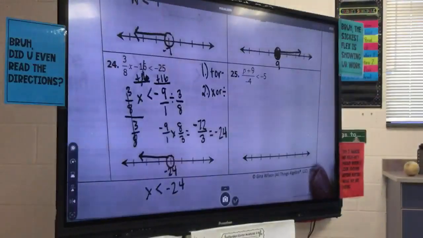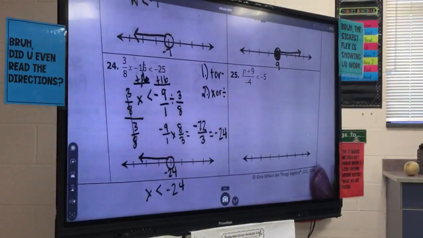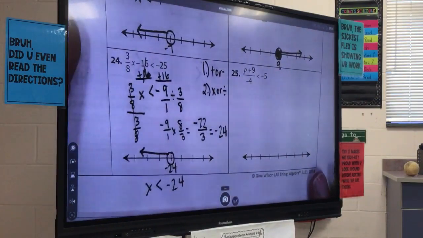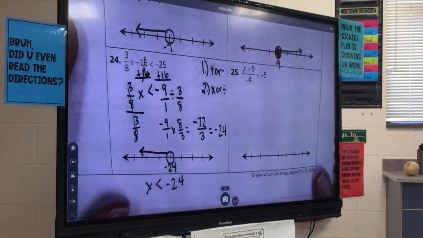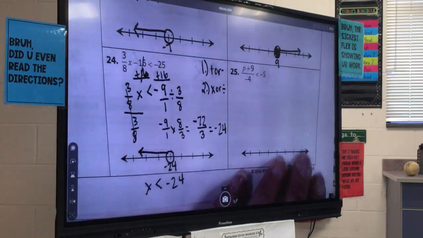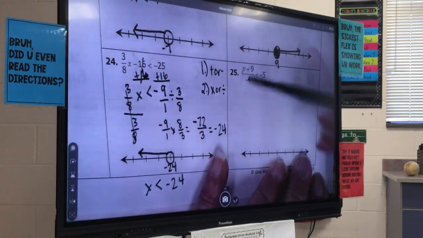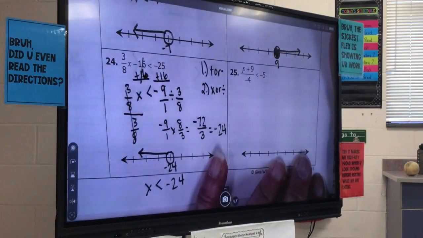I saved this one so we could do it together, because this is one of those rule benders. So you have p plus 9 divided by negative 4 is less than negative 5. So usually we're looking for what first? Nevaeh. Right. However, we can't do addition or subtraction first. We actually are going to have to get rid of this division. So how do we get rid of division?